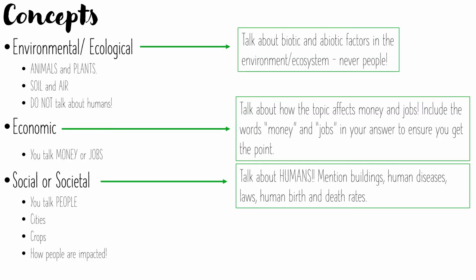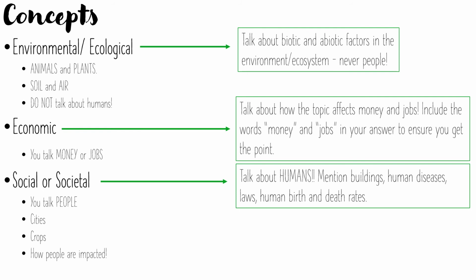So FRQs could be broken down by topics as well. Anything that deals with the environment or ecologies, you have to mention animals and plants, soil and air. And you don't or shouldn't mention humans at all. So this can be expanded upon by saying, just talk about living and non-living factors in the environment or ecosystem, but never humans. A second concept would be economic. You'll see economy in your question. You just need to talk about money or jobs. Okay, so any topic that affects money and jobs will get you the point, y'all. So social or societal.